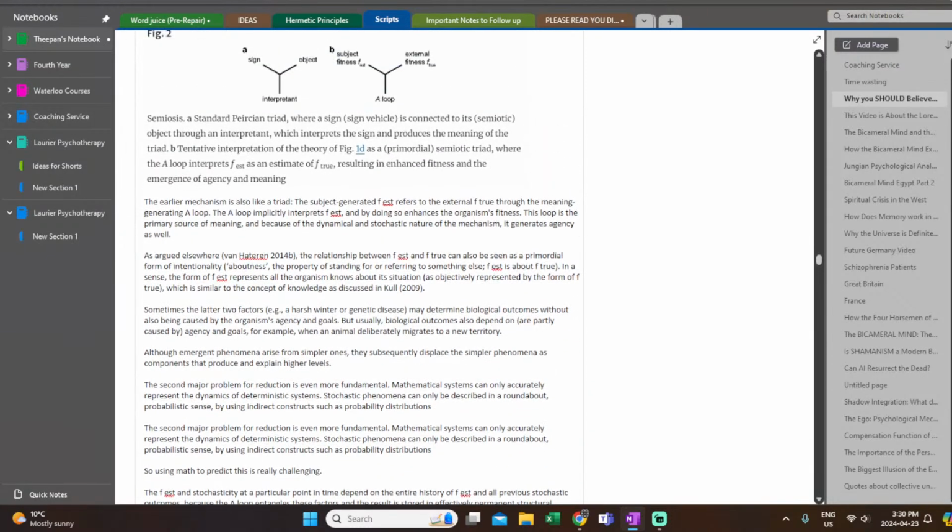Okay. Let's continue. So, as argued elsewhere, the relationship between F estimate and F true can also be seen as the primordial form of intentionality, aboutness, the property of standing for or referencing something else. F est is about F true. Yeah, that's interesting. This is a primordial form of a relationship between a model and an actual thing, because the model is a mental construct of the actual thing, and if that estimate is high, it corresponds to being better for the organism reproductive-wise.